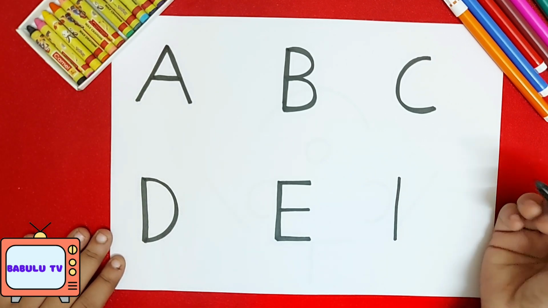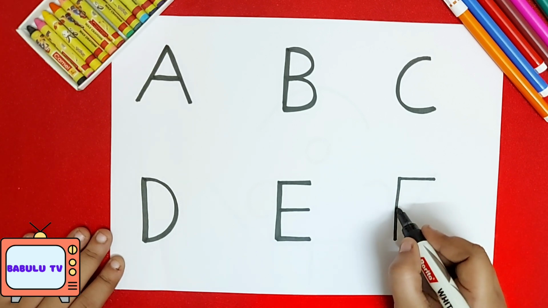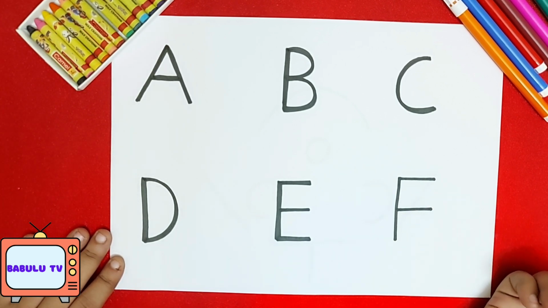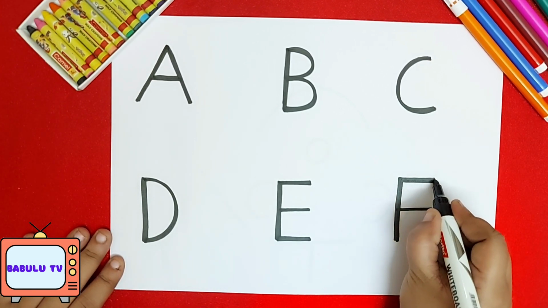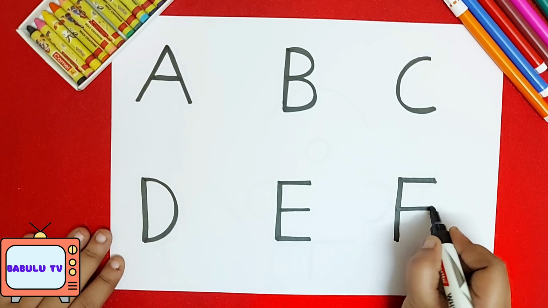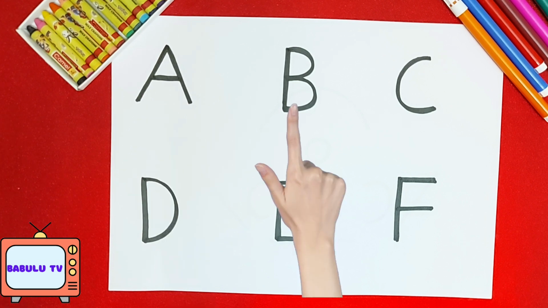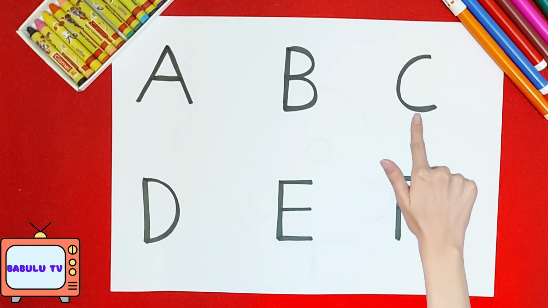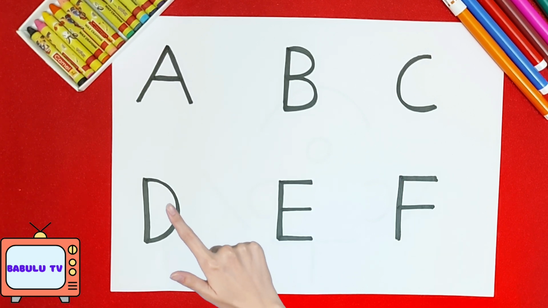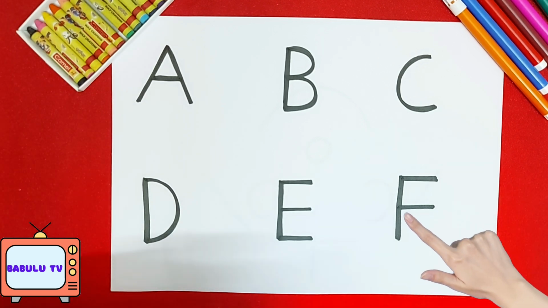Standing line, one sleeping line, again one sleeping line. This is F. One standing line, sleeping line, again one sleeping line. This is F. A, B, C, D, E, F.